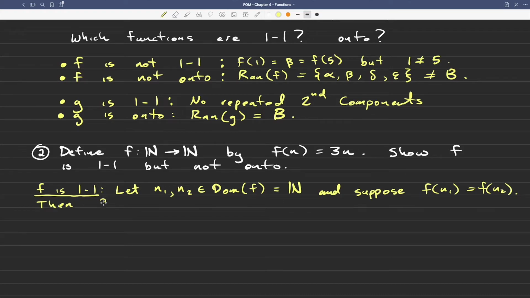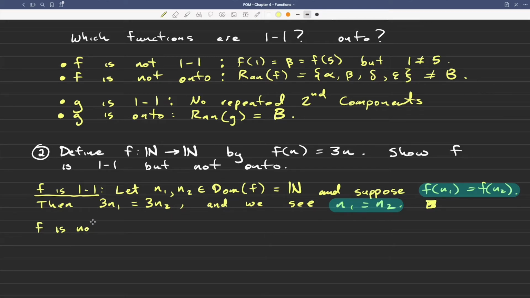Then that tells me that 3 times n1 equals 3 times n2. And so we can certainly see that if we divide both sides of that equation by 3, we get n1 equals n2. And that's it. That's all you have to do, because we supposed that the function values were equal and we argued that the input values were equal. And we want to show f is not onto.